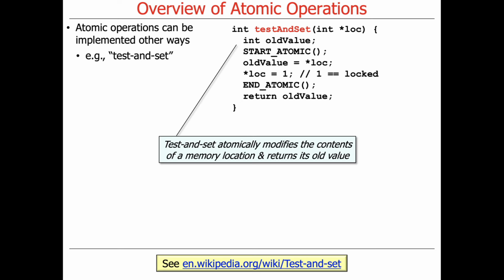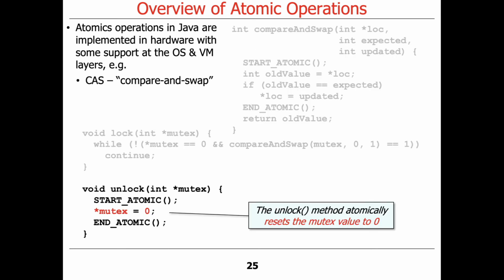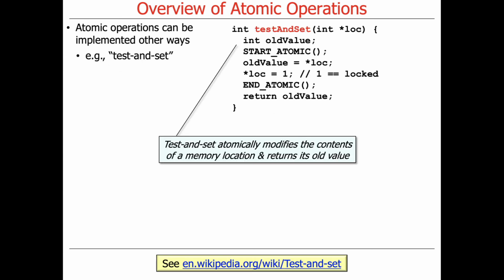There's another way to do atomic operations called test and set. And test and set is actually a little older than compare and swap. It's a little simpler to implement. If you were implementing it in the hardware, there'd be fewer gates or instructions or whatever. But it's not quite as useful because it doesn't really give you this chance to have arbitrary values for expected and updated. It basically does the following.